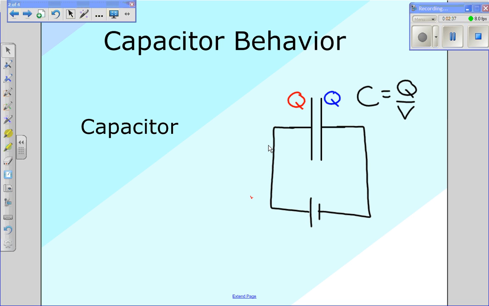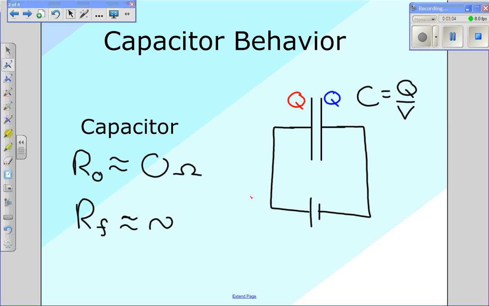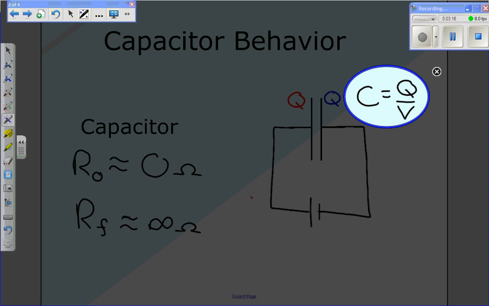So we have a couple things that we learned here. We know that as soon as you connect a capacitor up to a battery, the resistance at the beginning, R naught, is approximately equal to 0 ohms. But once you leave it connected for a while, that resistance increases and increases until the resistance at a later time is approximately equal to infinity. It has a full resistance, in which case we would consider this capacitor fully charged. And we would be able to use this equation in order to solve for things like voltage, charge, or capacitance.